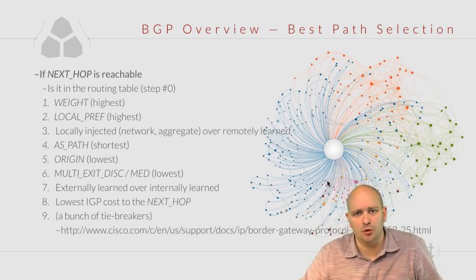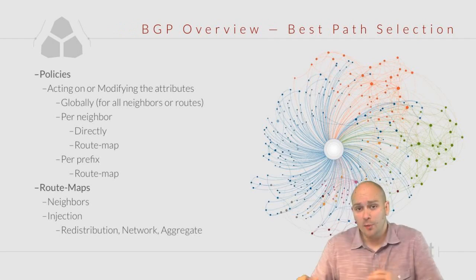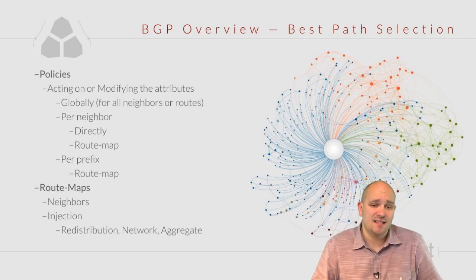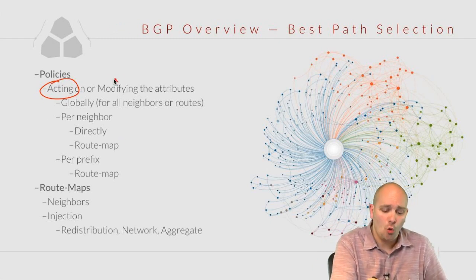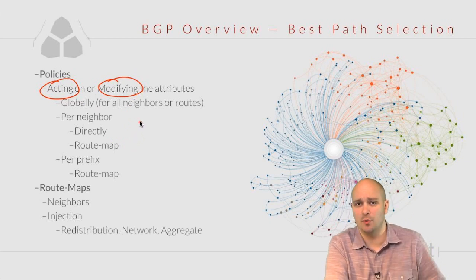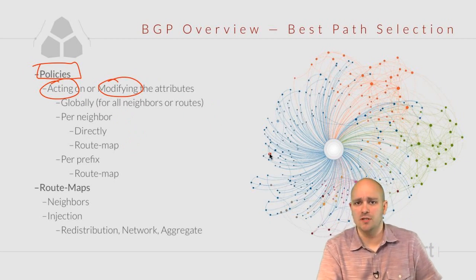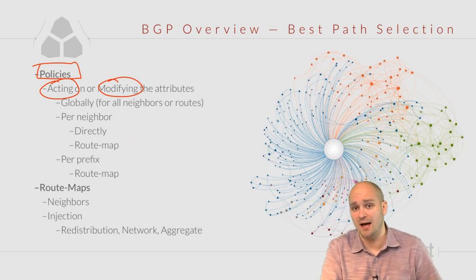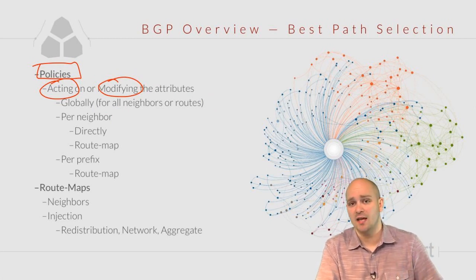So let's now talk about BGP policies. When we talk about BGP policies, what we are actually talking about is the process of either acting on particular attributes or modifying BGP attributes to satisfy some requirements set forth in those policies. These requirements could be preferring a certain path over another path. It could be filtering certain routes that may have come from a particular autonomous system that match a certain access list or a certain prefix list.